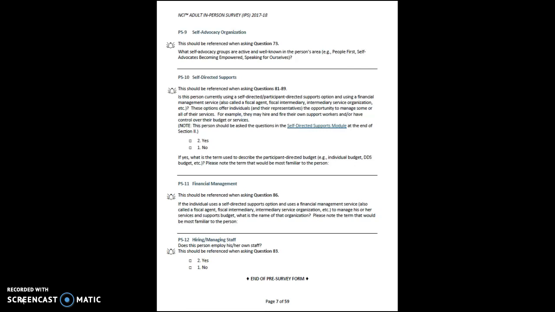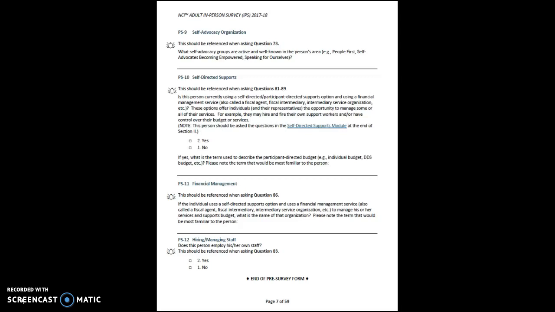PS9 is the name of self-advocacy organizations that may be in the area. We ask whether the person has participated in any self-advocacy groups, and we do know that having the names of some of these organizations really does help the individual better understand what we mean by the question, rather than using the term self-advocacy organization.